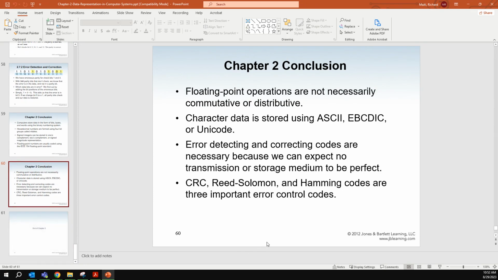Floating point operations are not necessarily commutative or distributive. Character data is stored using ASCII, EBCDIC, or Unicode. Error detection and correction codes are necessary because we can expect no transmission or storage medium to be perfect. CRC, Reed-Solomon, and Hamming codes are 3 important error control codes.